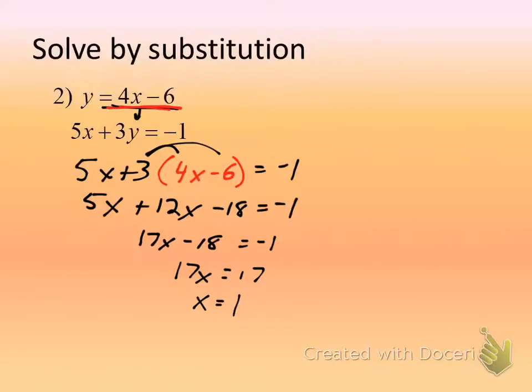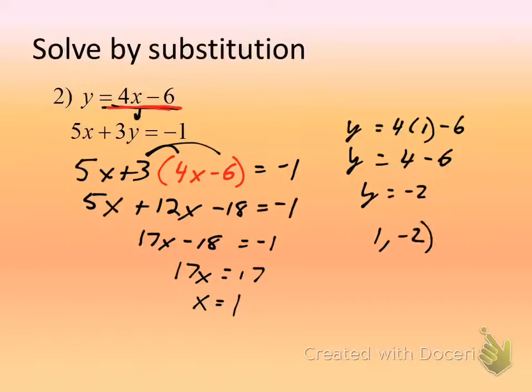Okay? Take that 1 and plug it back in. Does it matter which equation? Nope, but I'm going to do the top one. So y equals, whoops, a little small, ain't it? Zoom out just a little bit. There we go. Y equals 4 times 1 minus 6. So y equals 4 minus 6, and 4 minus 6 is -2. So you get 1, -2.